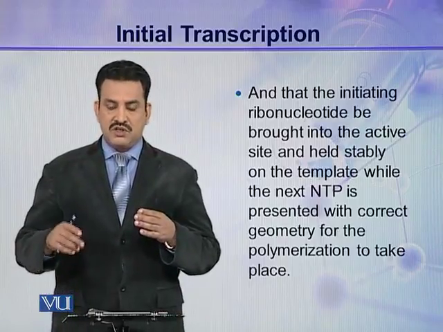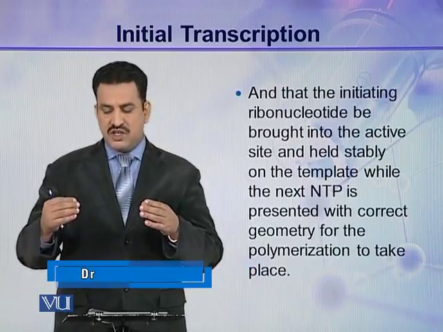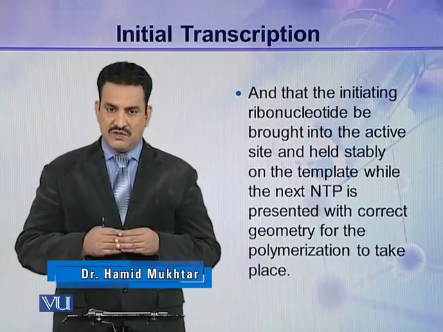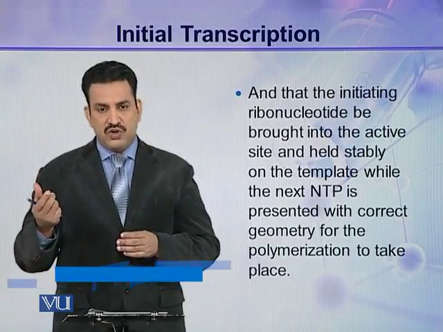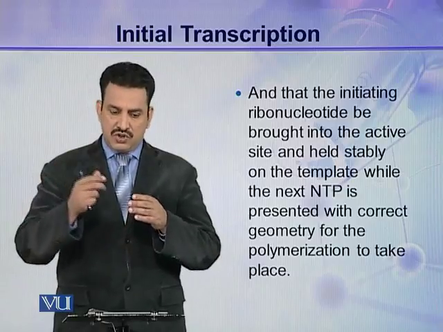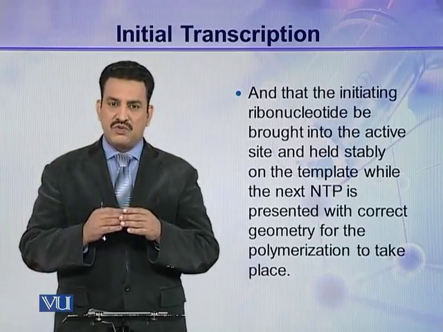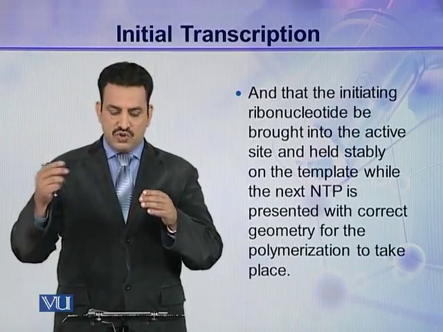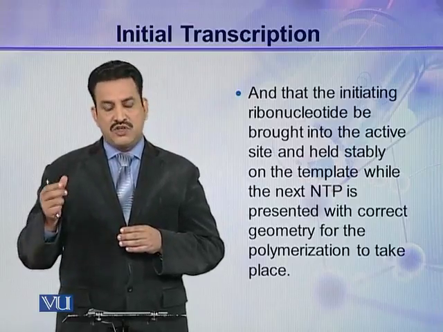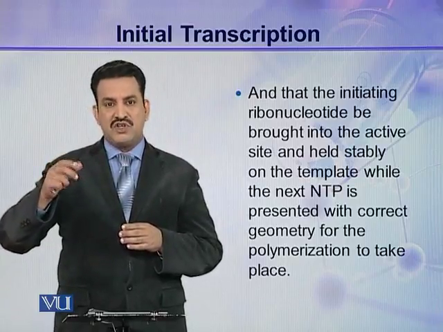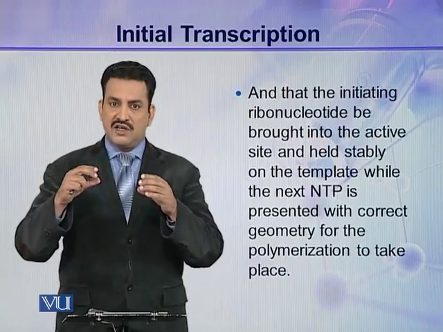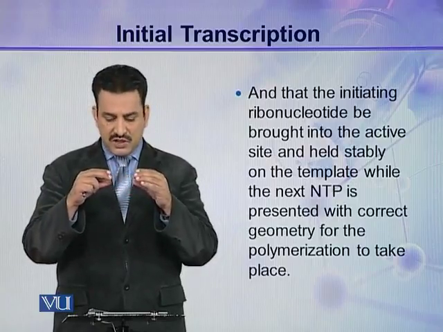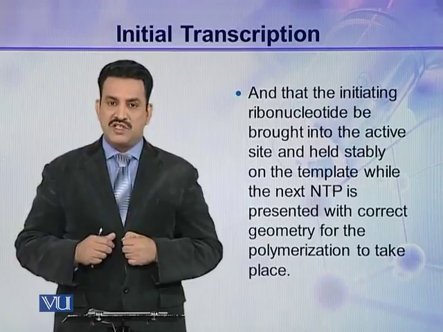So first it is a prerequisite that the double helical DNA must be brought into contact with the active site. Then the new ribonucleotide should be stably in contact with the polymerase. Then the second ribonucleotide, which will join the first ribonucleotide, should also come in the correct geometry and correct orientation, and that too should be held stably in position so that the binding of these two ribonucleotides can take place.